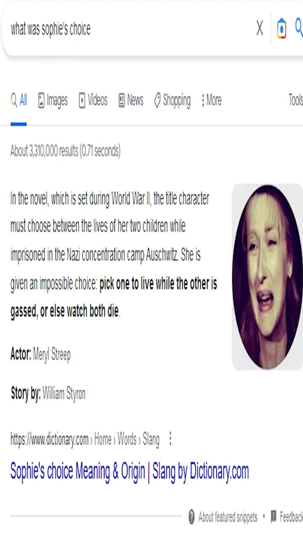Okay, so all you had to do to find the information was literally Google what was Sophie's Choice. Here it is. In the novel, which is set during World War II, the title character must choose between the lives of her 2 children. While imprisoned in the Nazi concentration camp Auschwitz, she is given an impossible choice. Pick one to live while the other is gassed, or else watch both die. The next move is to just go to the video section and look at the one that says Sophie's Choice, The Choice, and watch it, which is now here for you.